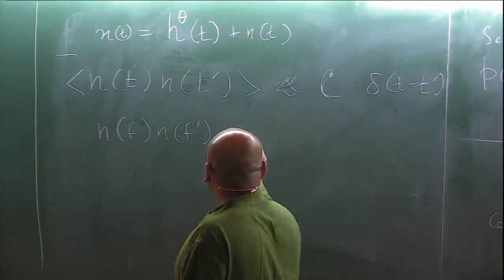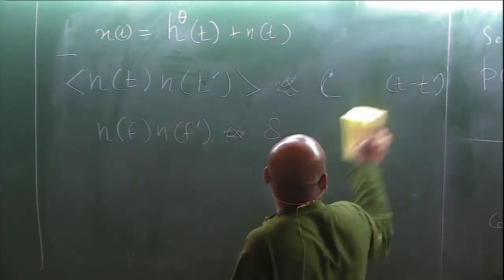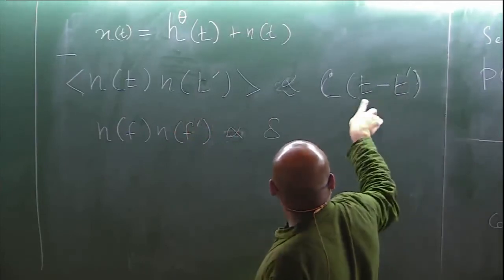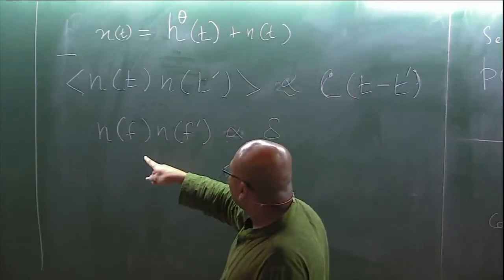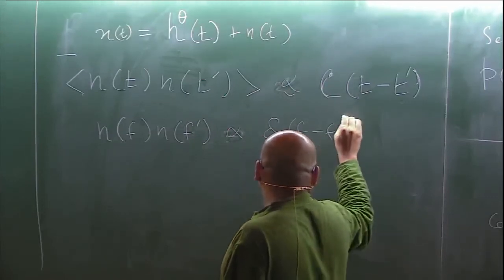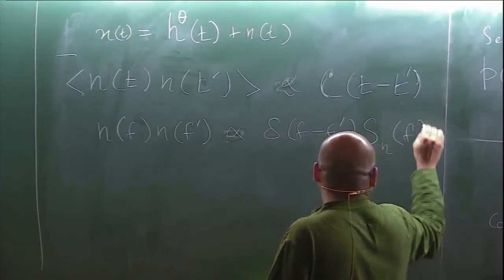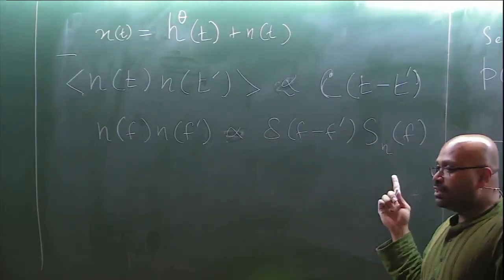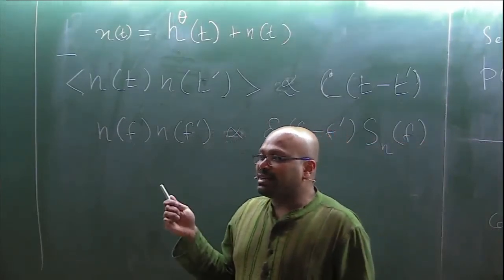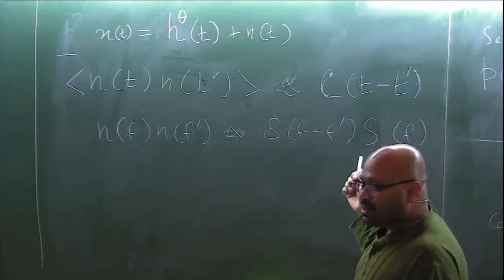Sorry, this is not a delta function. The noise at a certain t and the noise at a certain t prime depends on a correlation function that only depends on this time difference. This is stationary, and if you go over to Fourier space, that means noise at f and f prime is proportional to delta of f minus f prime times some Sn of f. This is the power spectral density of the noise. What does this mean? That noise at one frequency is not correlated at all with the noise at any other frequency, and at each frequency it is a Gaussian distribution with a certain strength.